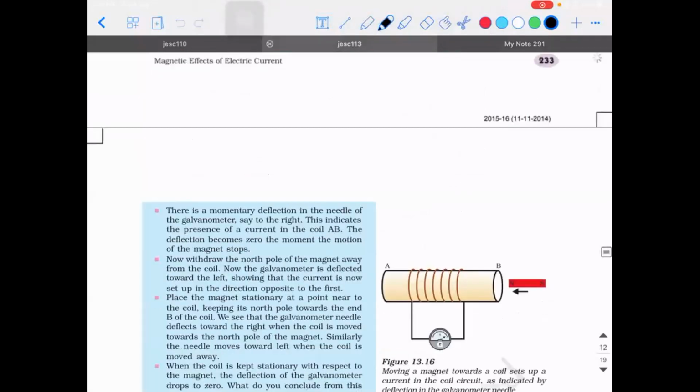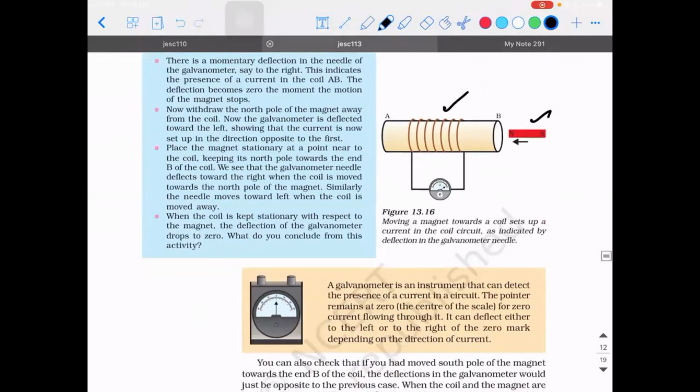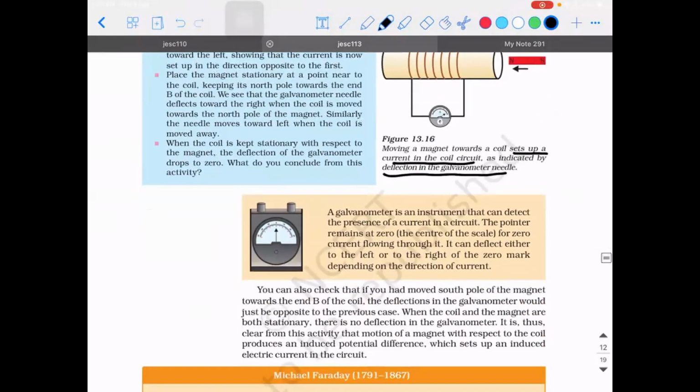So this is what the experiment says. You have a magnet, you have a coil. When the magnet is moved towards a coil, it sets up a current in the coil circuit as indicated by the deflection in the galvanometer. A galvanometer is an instrument that can detect the presence of current. It is a very sensitive device, where even a few microamperes of current flowing through it can be detected. It will start showing a deflection.